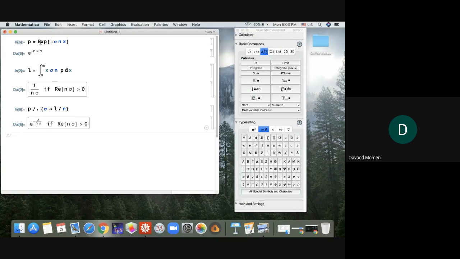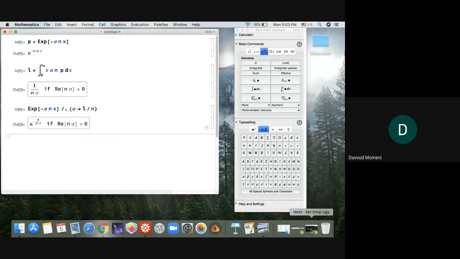So I see that this is the exponential of minus x over, yeah. So this is the mean free path. This is the mean free path. And also you can replace it with this. I don't know why it's confused here. Anyway, you can plot this function and whatever.